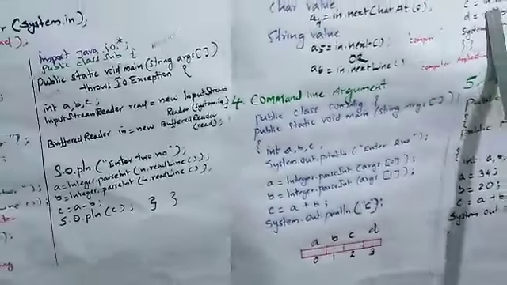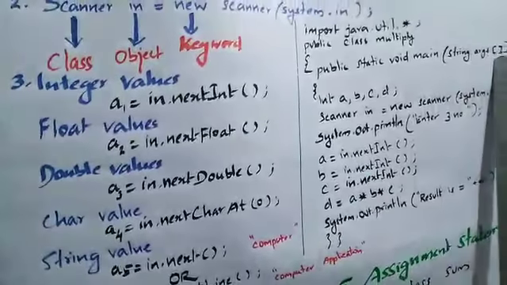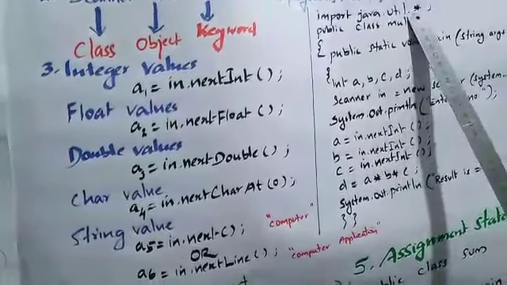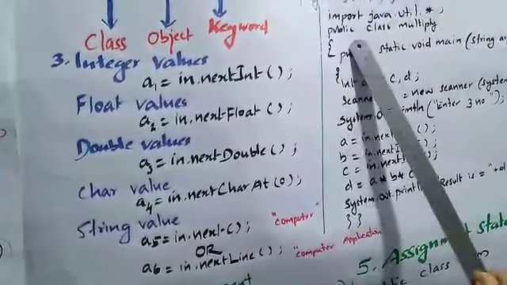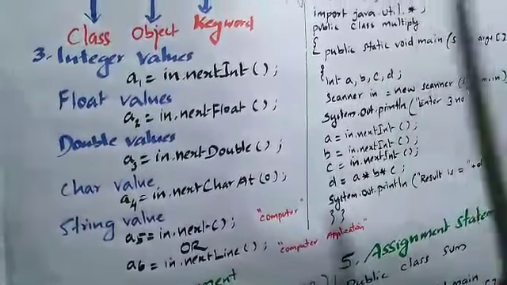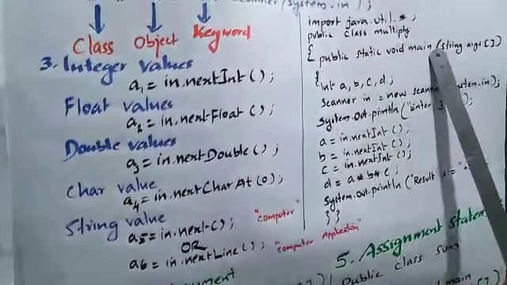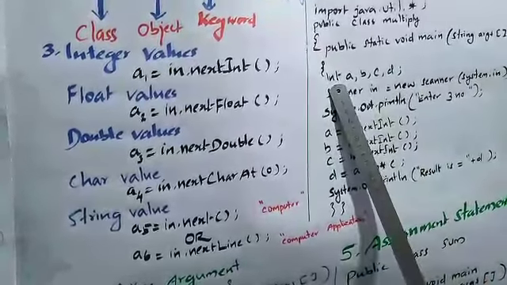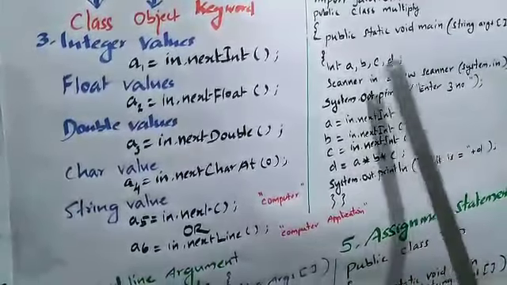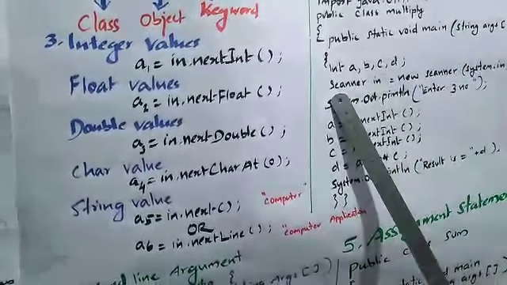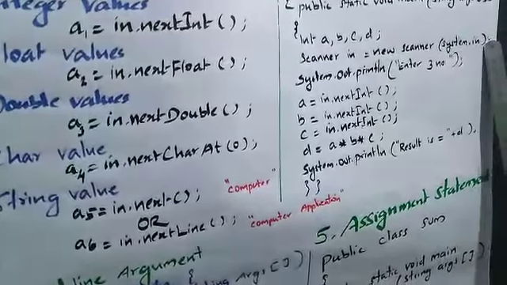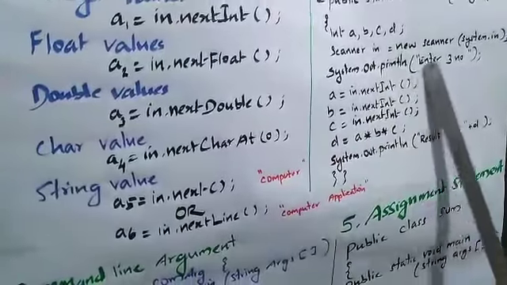Now come here. Here you are using the scanner class, and one program is there. How do you do the program? First you have to write import java.util.*; semicolon, then you give the class name, what was that? Multiply. Then you use public static void main, open the bracket, String args, then close it. Then you take the integer data type and store how many variables? 4 variables, A, B, C, D. Then use the scanner class, Scanner in is equal to new Scanner(System.in). Then System.out.println, enter how many numbers?